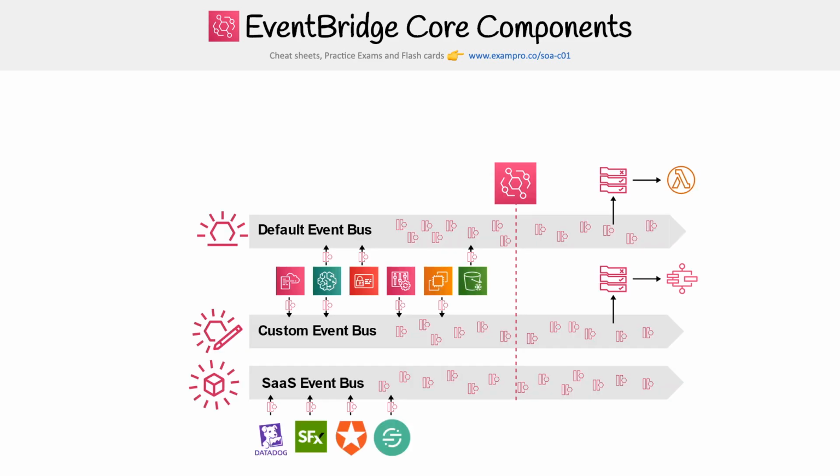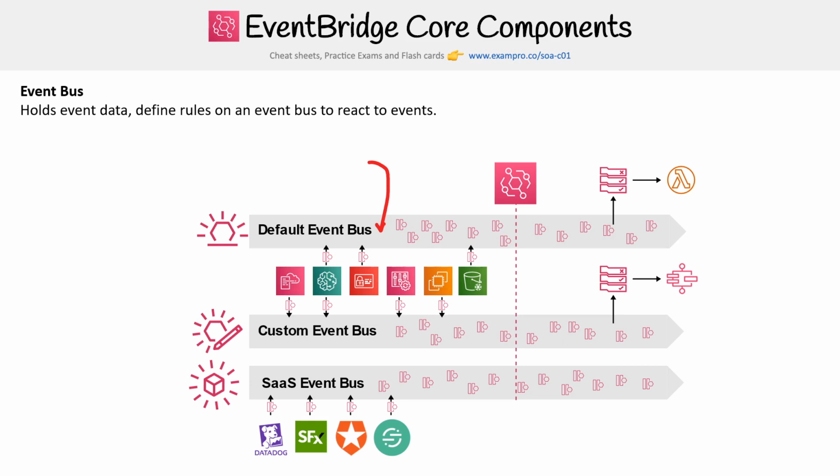All right, so now let's take a look at the core components of EventBridge. So here I have a diagram that represents how it works. And the first thing I want to draw attention to is the event bus itself. So it holds event data, and you define rules on the event bus to react to events.